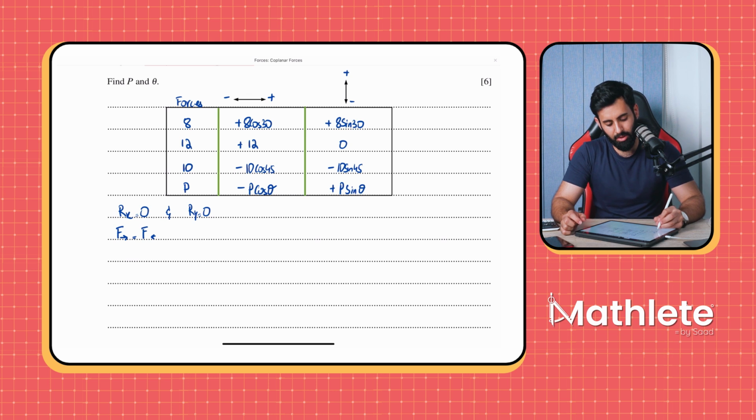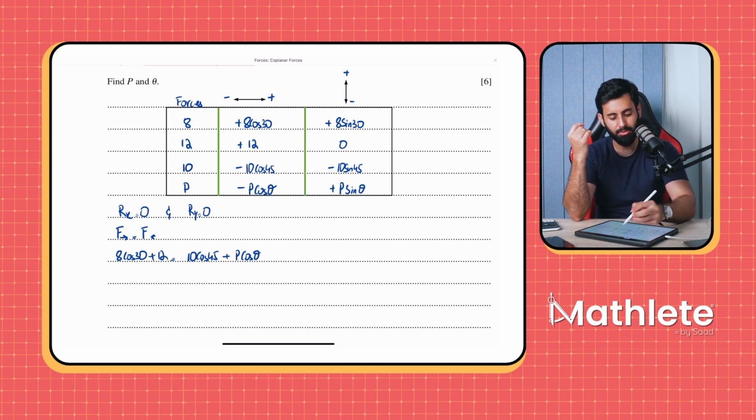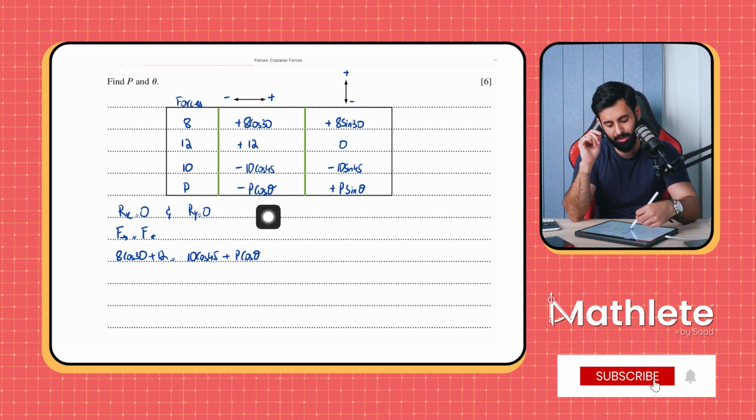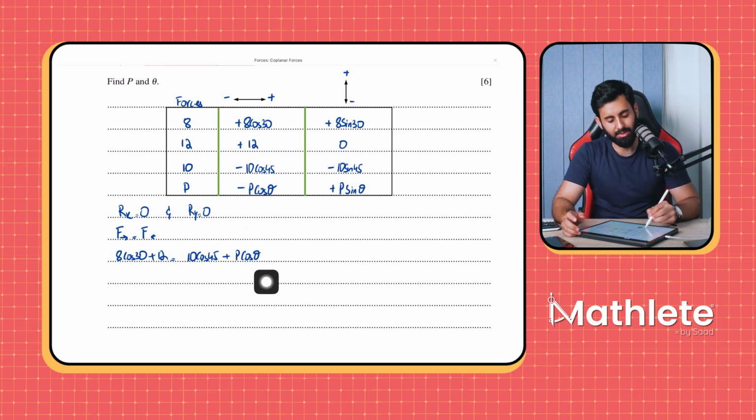By the sign. Okay, so the two forces that are acting rightwards are 8 cos 30 plus 12, and the two forces that are acting leftwards are basically 10 cos 45 plus P cos theta. Now you may be wondering, why did I not write it with the minus sign? Now remember, the minus sign was only to help us identify the direction. Okay, so positive meant rightwards and negative meant leftwards. So that's why we've ignored the minus sign. Or what you could have done was add all these up with their signs as it is and equate that to 0, which would have led to exactly the same thing.